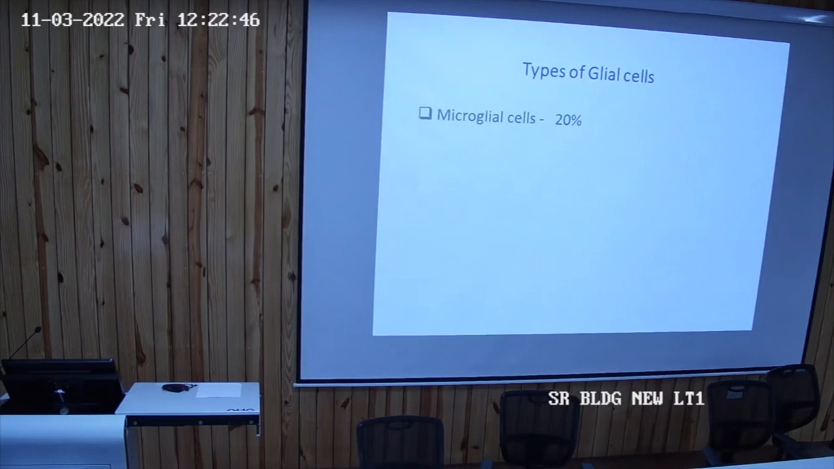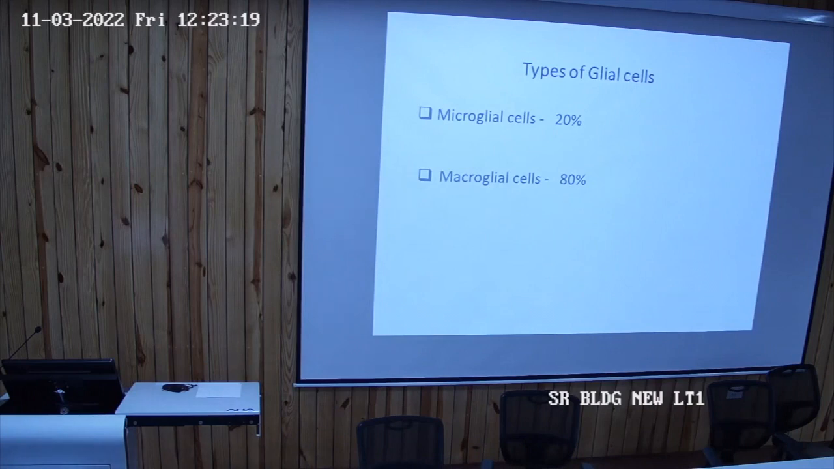So what are the types of glial cells? There are microglial cells and macroglial cells. Basically glial cells secrete certain substances, especially called neurotrophins, and they help in the development of the neuron. Microglial cells are 20% and macroglial cells are 80%. So there are two types of glial cells.